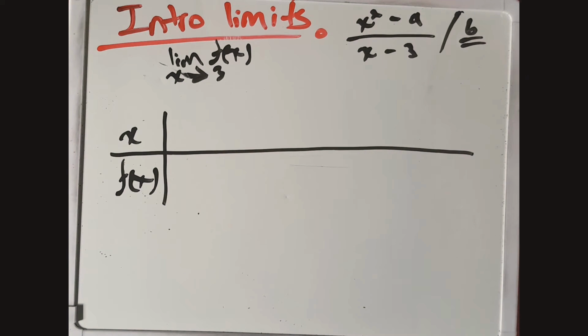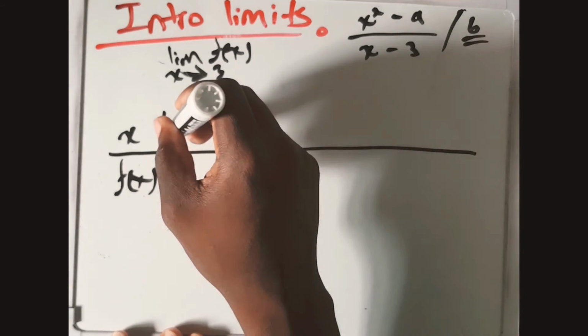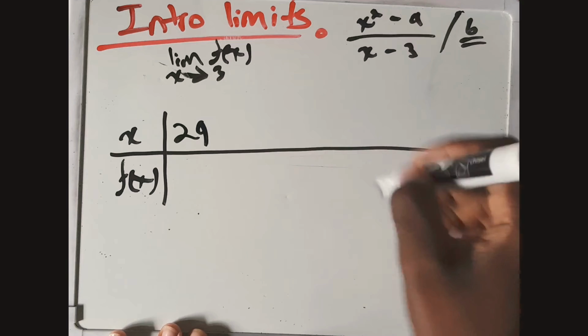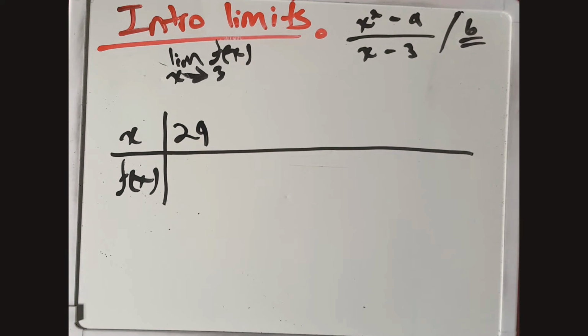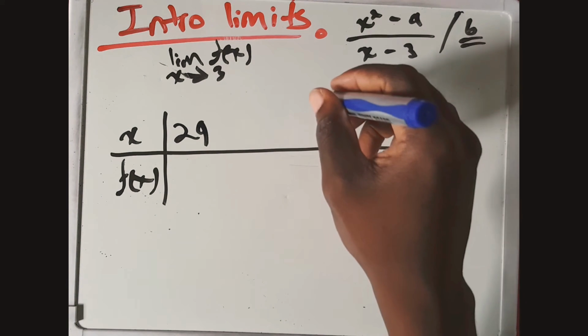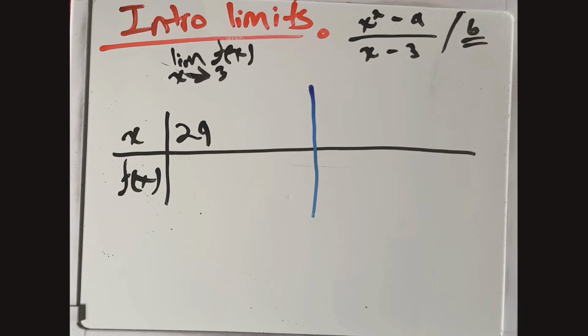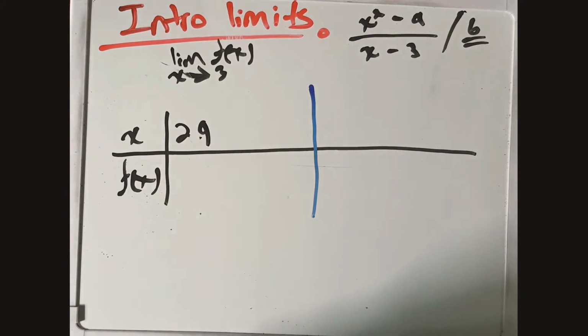So let's do that. If I have 2.9, it's a value that's close to 3. I'm getting closer and closer to 3. By the way, let me put 3 in the center to show you guys. So I'm approaching from the left and from the right. So this is 2.9, not 29.